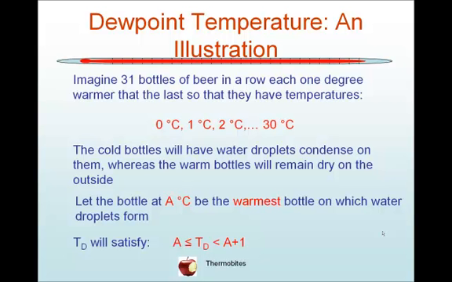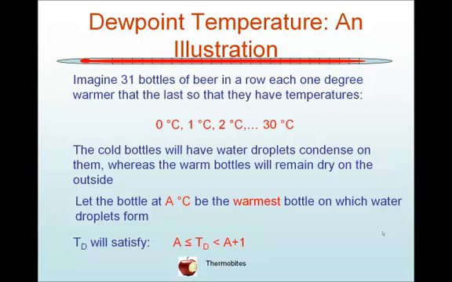We can illustrate the principle of dewpoint temperature a little further using the following illustration. Imagine you have 31 bottles of beer in a row, and each one is a degree warmer than the last one, so that they have temperatures in a sequence from 0 degrees Celsius to 30 degrees Celsius. The bottles will have water droplets if they're cold enough, so liquid water will condense on them, whereas the warm bottles will remain dry on the outside.